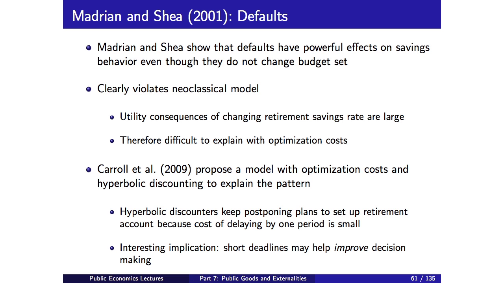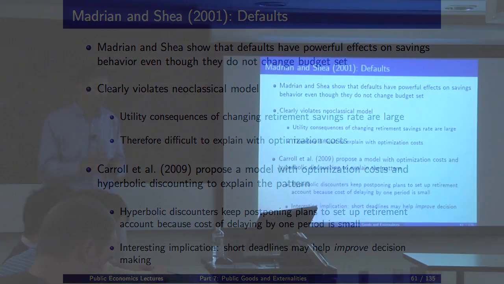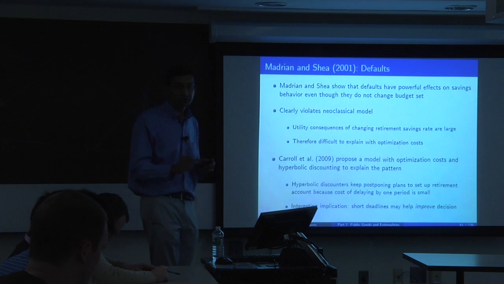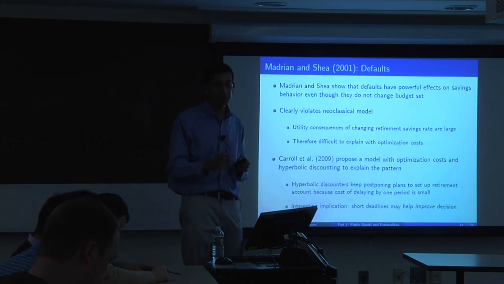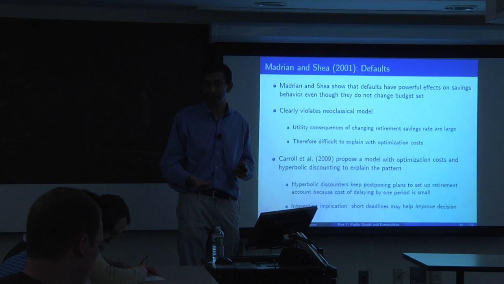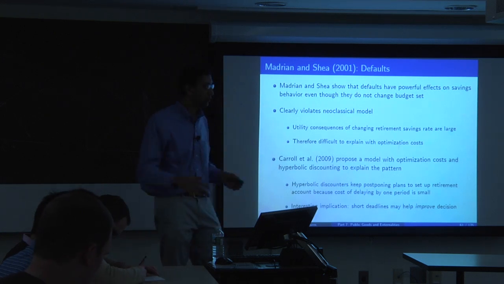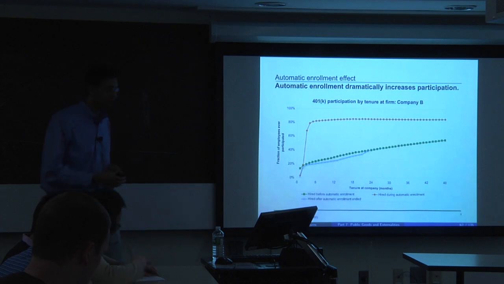The idea of the default is, what do I make the default option if you don't do anything? So you come and start working at Harvard. If you don't fill out any of the paperwork, there's some plan that you get defaulted into, like you get 2% of your paycheck deducted and invested in some money market funds or whatever. So what they show is that the default is tremendously influential in determining savings behavior in a way that is clearly inconsistent with the neoclassical model, right? Because it hasn't changed your budget set in any way. So let's look at that evidence.